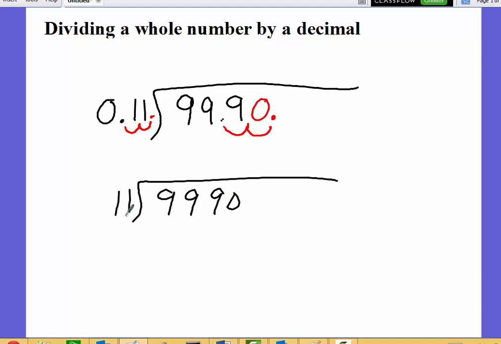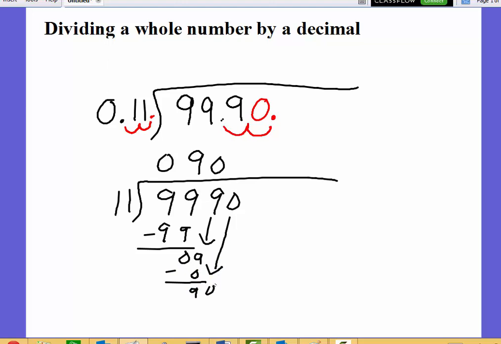Well, what I'm going to do is 11 goes into 9 zero times, 11 goes into 99, 9 times, multiply, subtract, bring down. 11 goes into 0 zero times, multiply, subtract, bring down. Now I have 11 goes into 90. Well, that's 8 times. 8 times 11, that's 88. Subtract. And I'm at the end of my division.